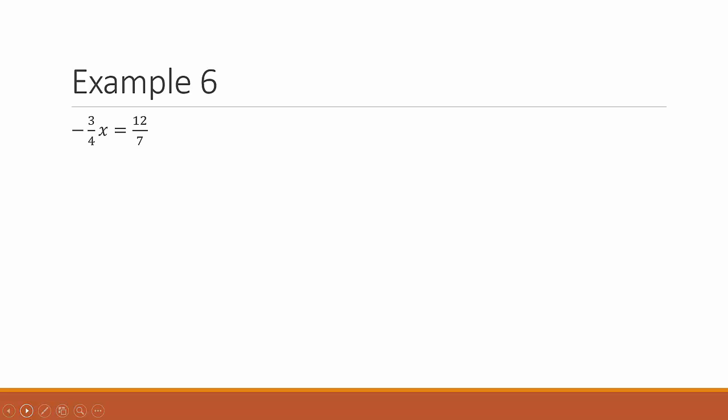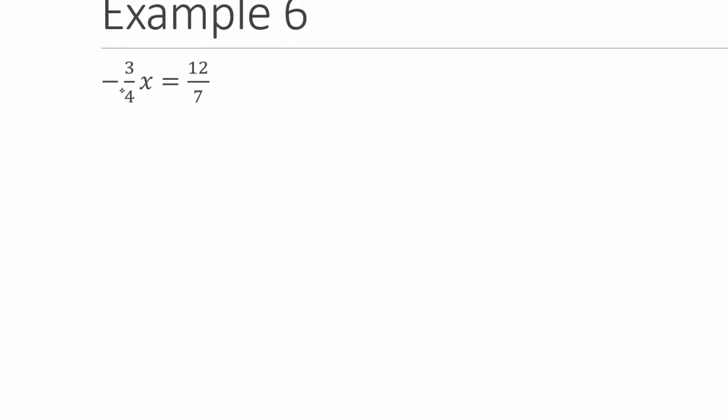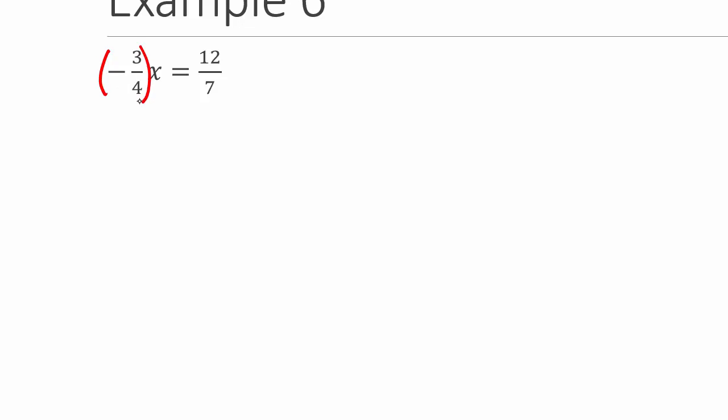Okay, and the last example here, negative 3/4 times x equals 12 over 7. Again, our objective is to make this into 1x. Right now we have negative 3/4 times x. That tells me that I have to use multiplication or division to undo that. So I'm going to choose to multiply by the reciprocal of negative 3/4, which is negative 4/3. So I'll come over here on my right-hand side and multiply by negative 4/3. Negative 4/3 times negative 3/4, any number times the reciprocal, is simply 1.